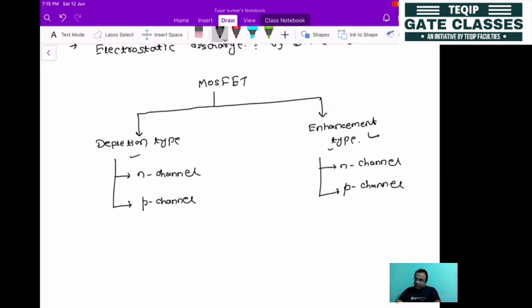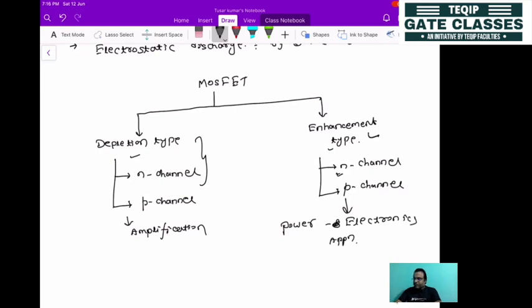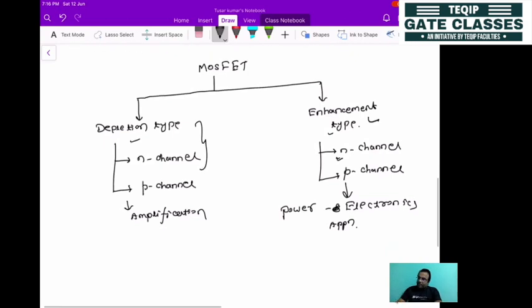Particularly, the N-channel enhancement type device is used as a power switch. But what is the application of the depletion type MOSFET? That is used in amplification. The enhancement type will be used in power electronics applications. So now we'll see one by one.